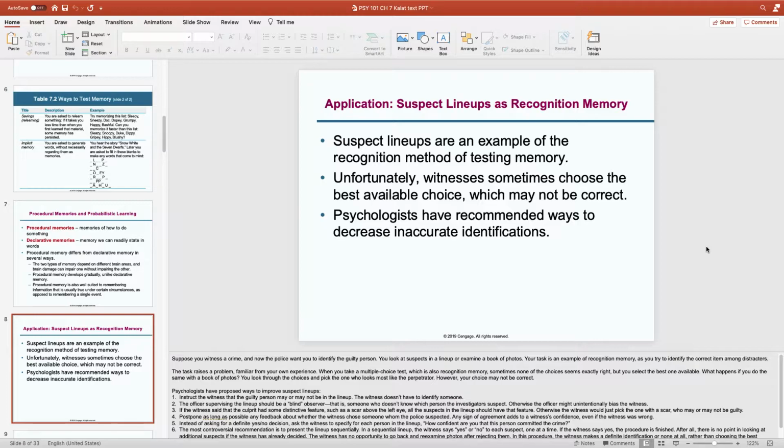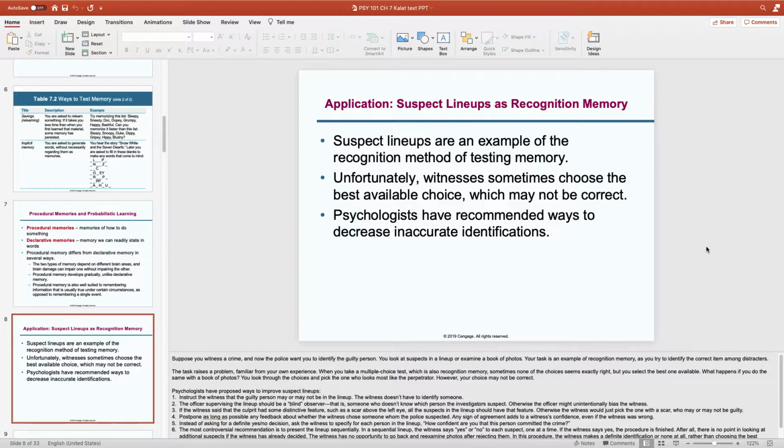There should be a supervisor observing who should not know which of the individuals in the lineup is suspected. All the suspects should have the same distinctive feature. If an eyewitness said a suspect had a certain tattoo or scar, then every suspect in the lineup should have that same distinctive feature. The supervisors of the lineup should postpone giving any feedback to the eyewitness who's trying to identify who may have committed the crime.